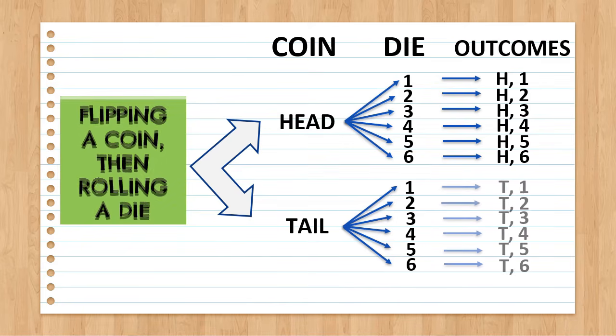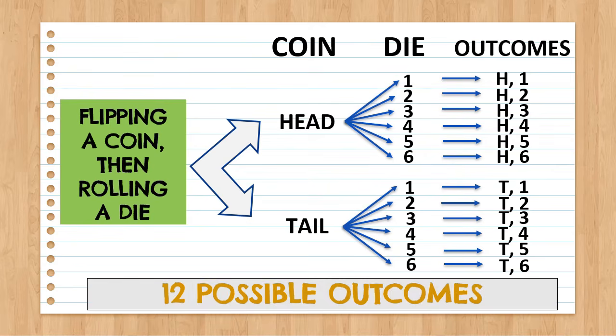For the branches of tail, we have tail end number 1, tail end number 2, tail end number 3, tail end number 4, tail end number 5, and last one, tail end number 6. These 12 paths, in fact, make up the outcomes of this experiment. Counting all these possible outcomes, we can now conclude that the possible outcomes in flipping a coin and then rolling a die is 12. Did you get it, grade 8 learners?